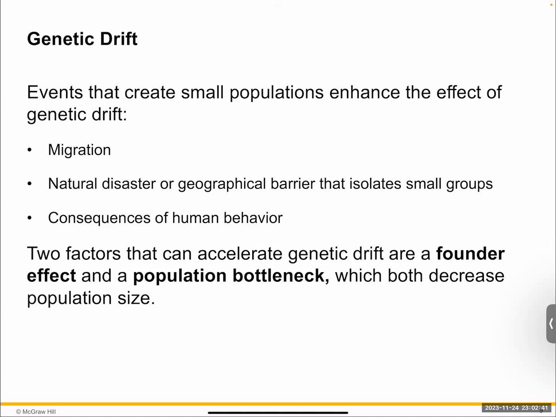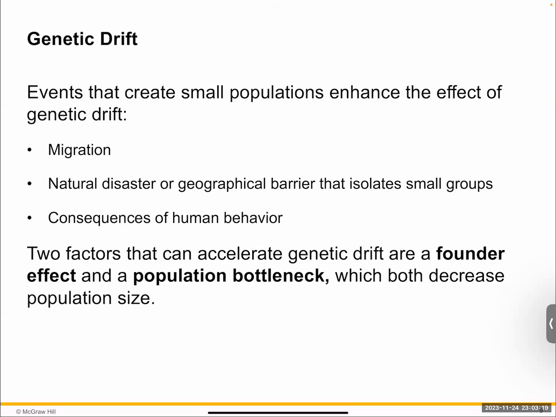Now, components that affect genetic drift, and more specifically enhance it, are something we already talked about. Migration is a really big change. Behavior in humans, again, preferences in terms of mating. And then the more important one that we as humans typically have no control over is natural disasters, any type of geographical barriers that cause a small group of the population to be limited and disconnected from the rest of the population.